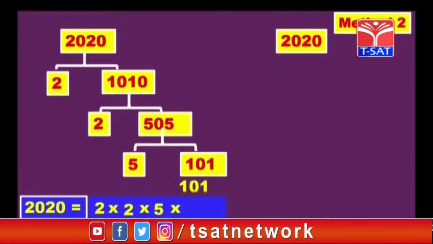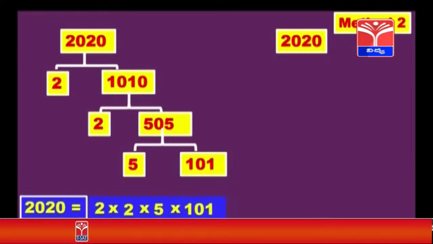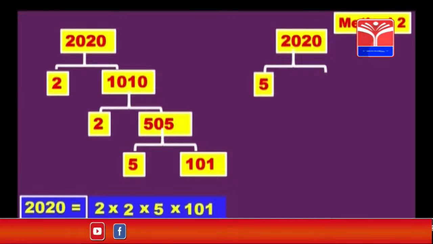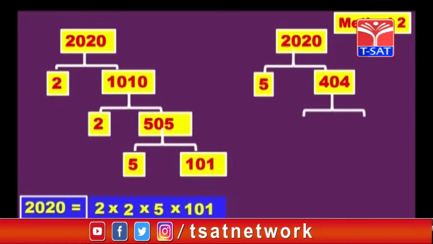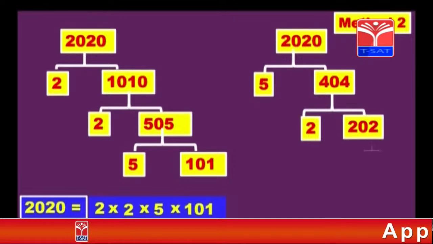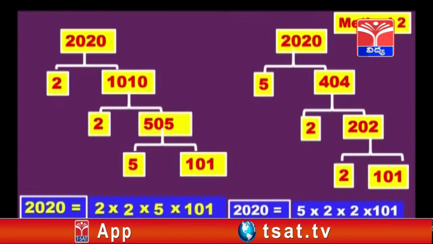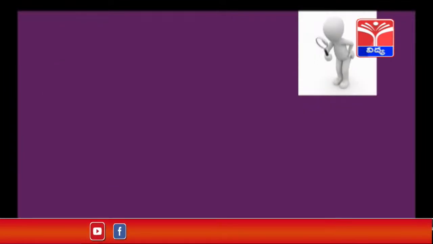So I can write 2020 is equal to 2 into 2 into 5 into 101. This is one method where the 2 has been taken first. In the second method, if I take 5 first, then 5 into 404 is 2020. Then 404 can be further factorized as 2 and 202. Then 202 can be written as 2 and 101. So 2020 is equal to 5 into 2 into 2 into 101.